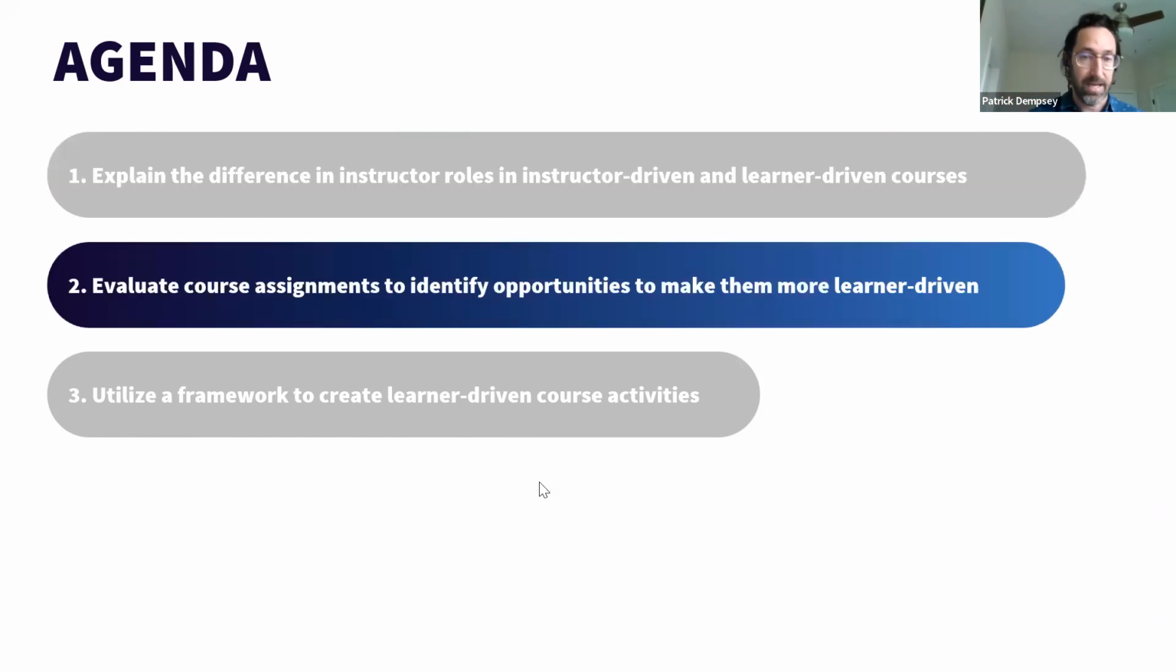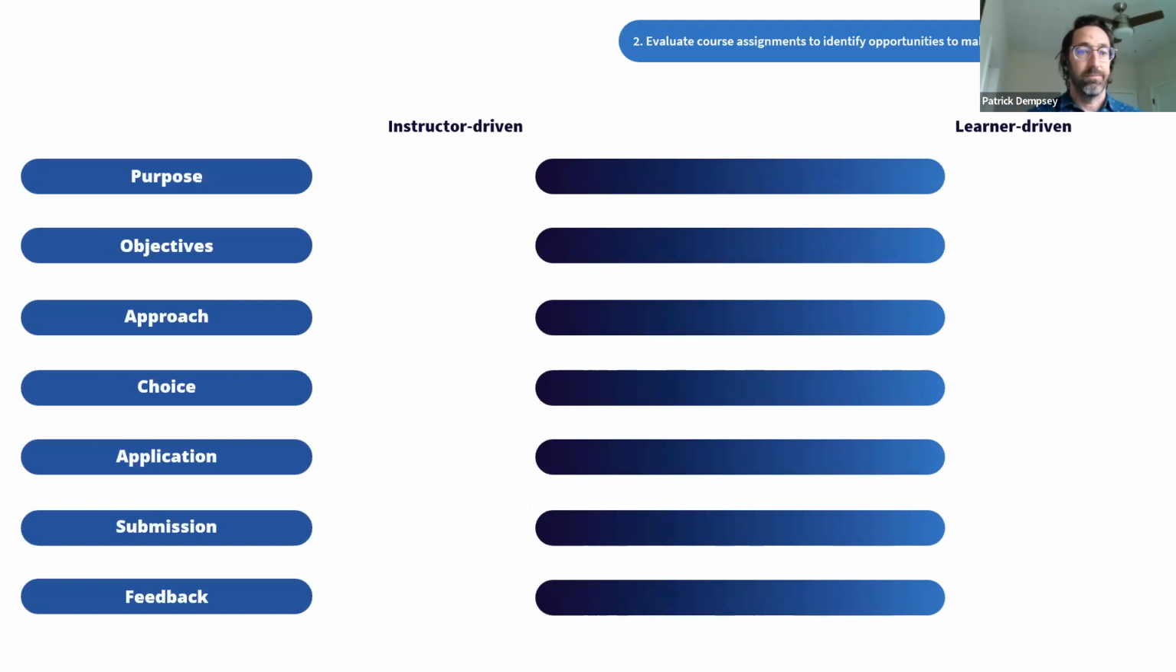So let's get to the second objective, and let's evaluate courses. And we can do this ourselves. There's going to be a worksheet at the end for you. First, we'll go through it together, and then you can use something to assess how you are. So here are seven different things: the purpose of a course or an activity, the objectives of the course, the activity, the approach that's taken, the choice that's given, the application, submission, and feedback. So this is a framework for us to evaluate how well we're doing in these. And we'll look at each of those, and we'll have the opposition to see what the difference is.